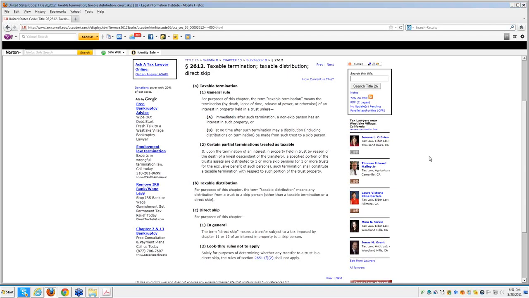Number 2, certain partial terminations treated as taxable. If upon the termination of an interest in property held in trust by reason of the death of a lineal decedent of the transferor, a specified portion of the trust assets are distributed to one or more skip persons or one or more trusts for the exclusive benefit of such persons, such termination shall constitute a taxable termination with respect to such portion of the trust property.